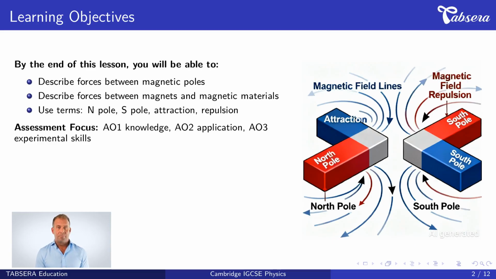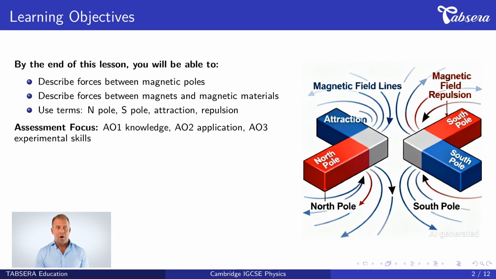Let's examine our learning objectives for today. By the end of this lesson, you will be able to, first, describe forces between magnetic poles. This means explaining how north and south poles interact, including the fundamental rule that like poles repel and unlike poles attract. Second, describe forces between magnets and magnetic materials.